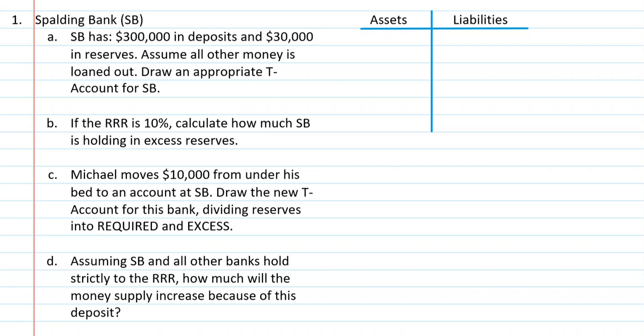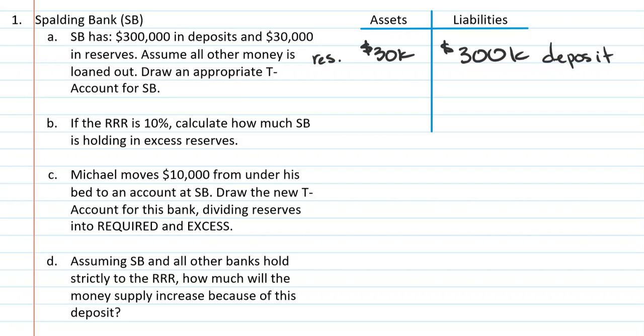Well, deposits are a liability. They're a liability because they are owed back to depositors. So anybody can come and get that money out of the bank at any time, and the bank owes that back to their depositors. The 30,000 reserves, however, are an asset, because the reserves, remember, are the cash that this bank is holding at any given time.